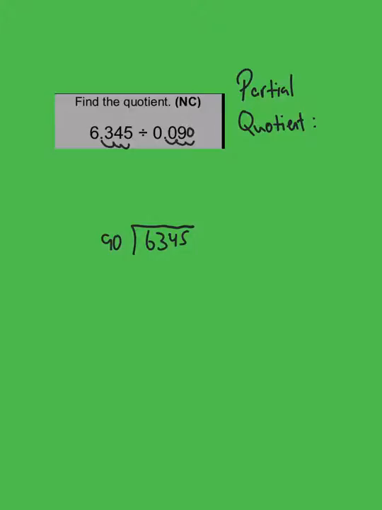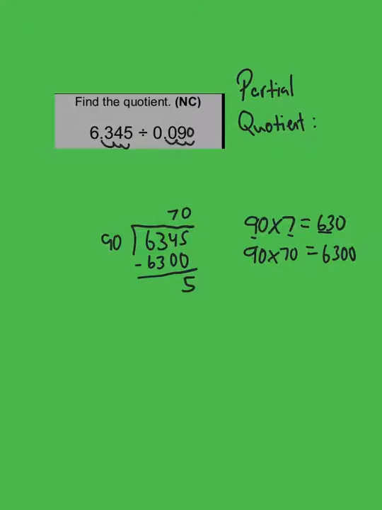So here's what I know. I know 90 times 7 is 630, right? Because 9 times 7 is 63, add the 0. So 90 times 70 would be 6,300. So I'm going to say 90 goes into 6,345 70 times, which is 6,300. And I'm going to subtract that away down to 45.